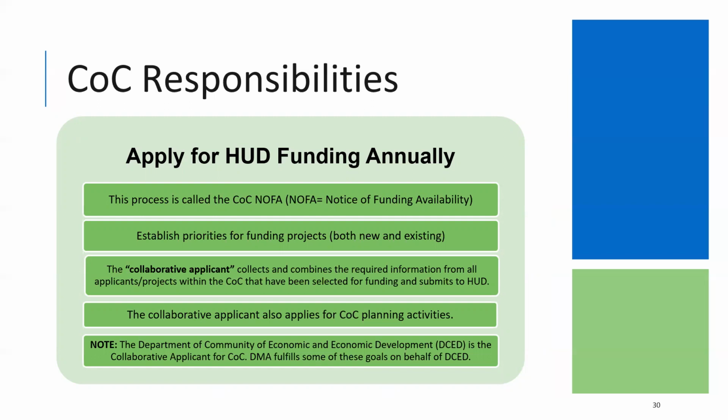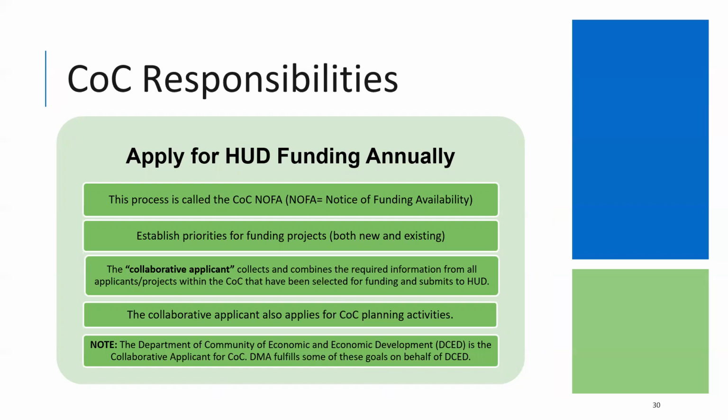The CoC is also responsible for applying for HUD funding annually, and this process is called the CoC NOFA. NOFA stands for Notice of Funding Availability. So within this annual process, the CoC establishes priorities for funding projects. So what type of projects does the CoC really need and want to fund?